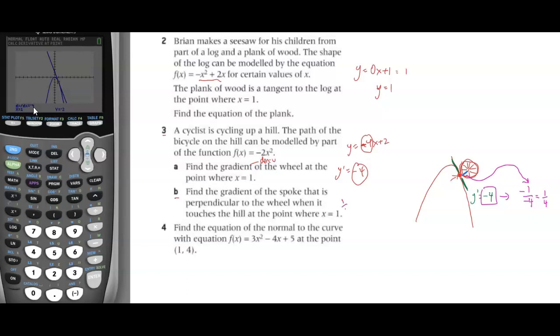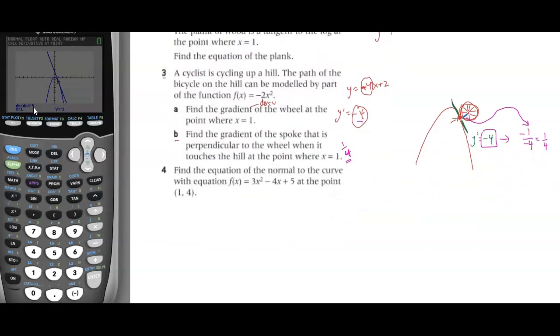Okay? 1/4. So this particular problem didn't ask me for the tangent line equation. It didn't ask me for the normal line equation. It just asked me for the gradient at a certain point. It would be -4. And it asked me for the gradient that is perpendicular to that gradient. We call that the normal, right? Perpendicular. It would be 1/4. Okay, so -4 and 1/4 are perpendicular gradients.